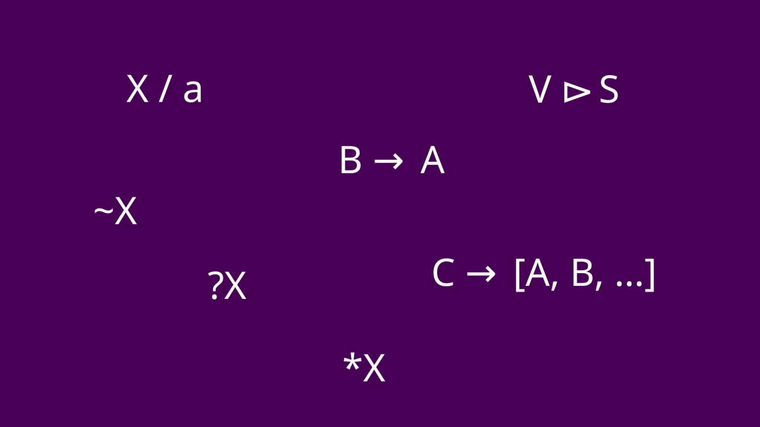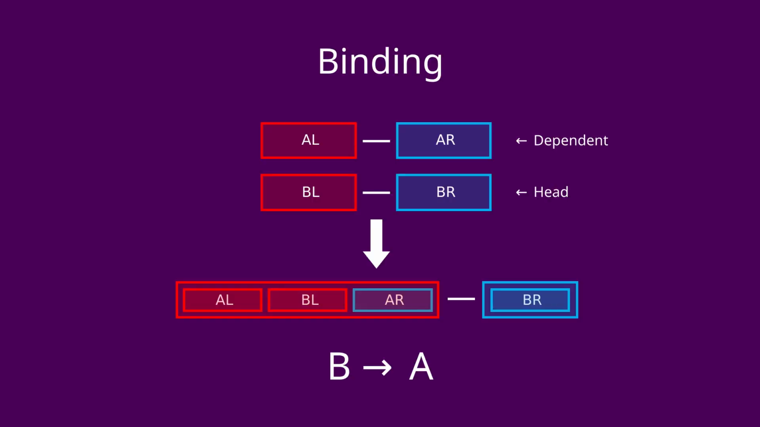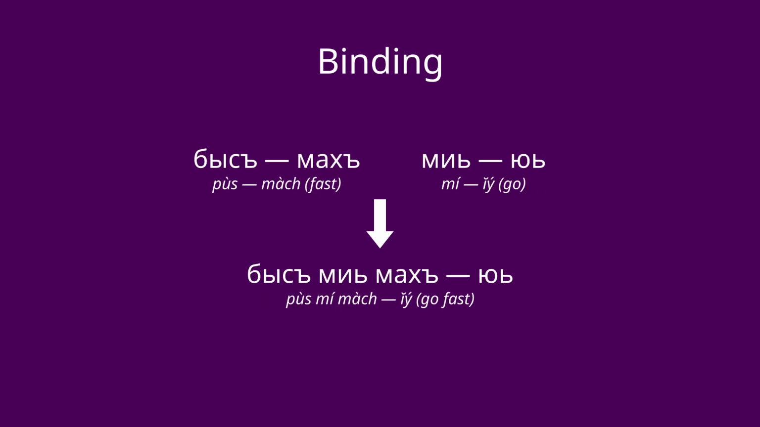There are some operations you can do to use these morphs in a sentence. The first operation is called gluing. It's basically saying or writing the 2 parts consecutively. A more complex operation is binding. It takes 2 morphs or syntax subtrees and creates a subtree by surrounding the L part of the head with both parts of the dependent. Usually it's translated as a possessive or a genitive phrase like dos lu, which means cat's tail. But it's also a way to apply adjectives and adverbs.